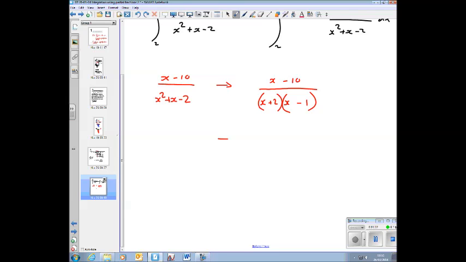So that means this can be written as some number a over x plus 2 plus some number b over x minus 1. Familiar method. We now recombine the right-hand side and then work out the values of a and b by assigning numbers to x. So I'll pause while you do that, and then we'll move on from there.